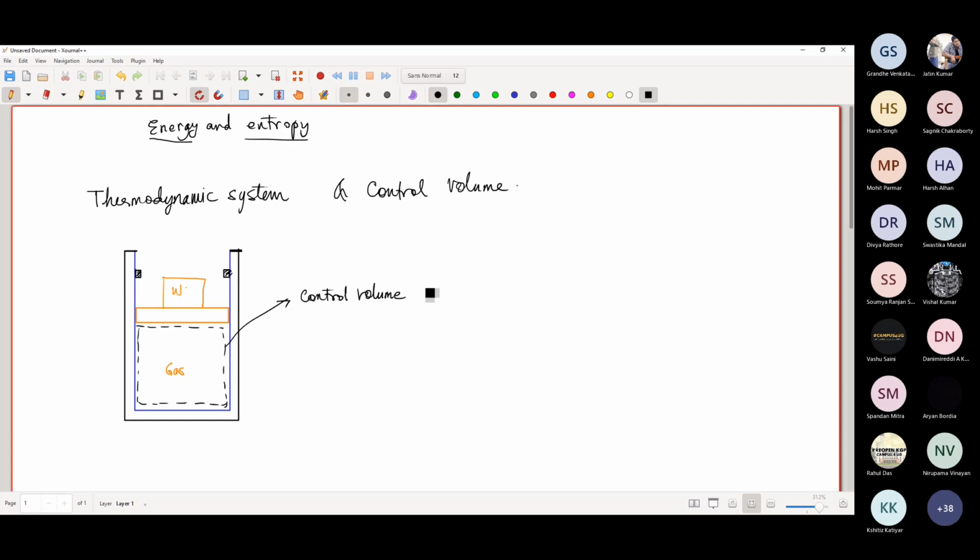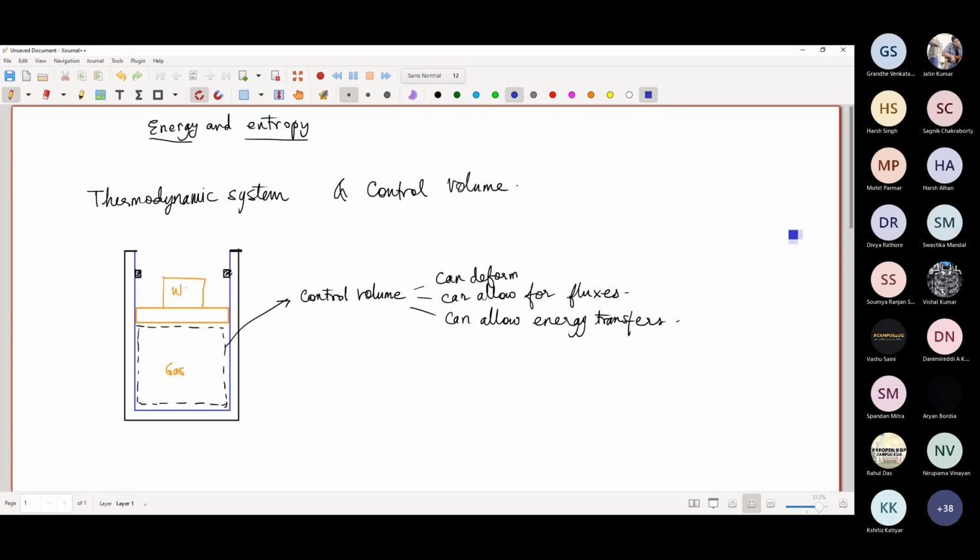And obviously this shares the same idea as what we had learned in fluid mechanics. Control volume can deform, can allow for fluxes, all right, and it can allow energy transfers. Okay, so what do we mean by the first point when we say that it can deform?